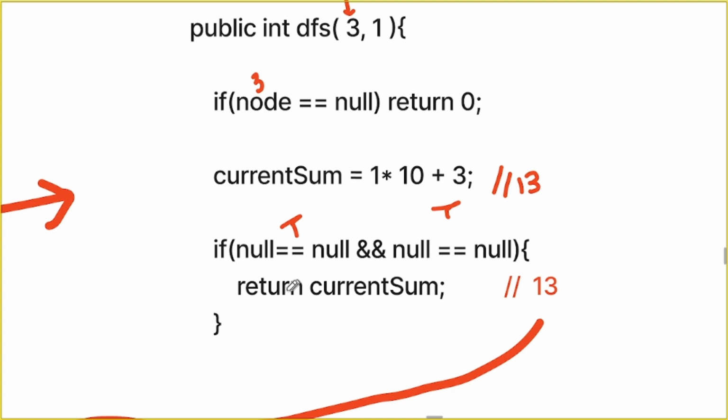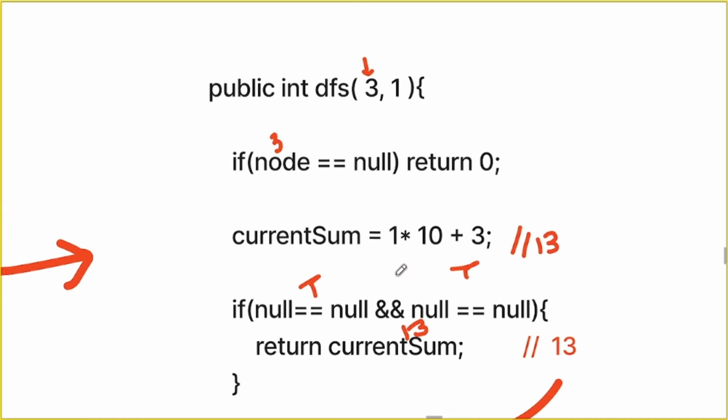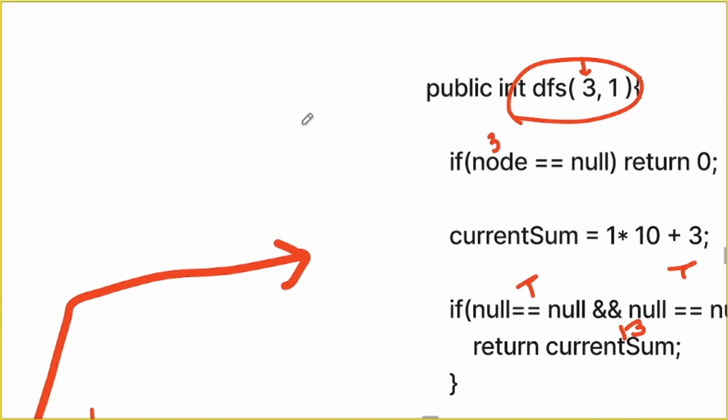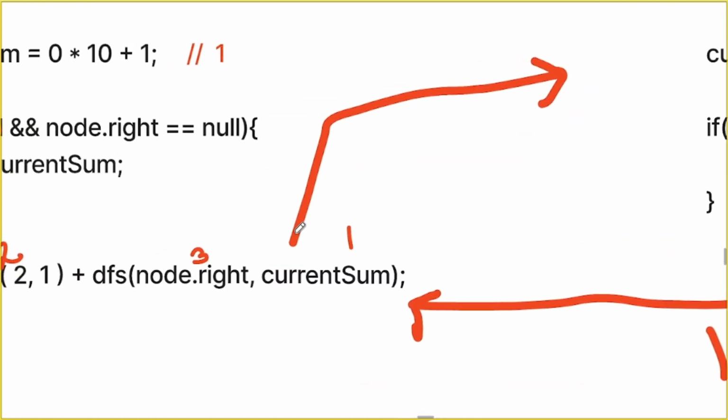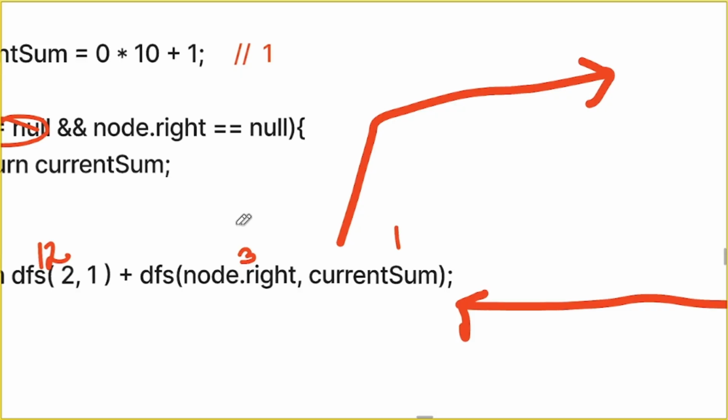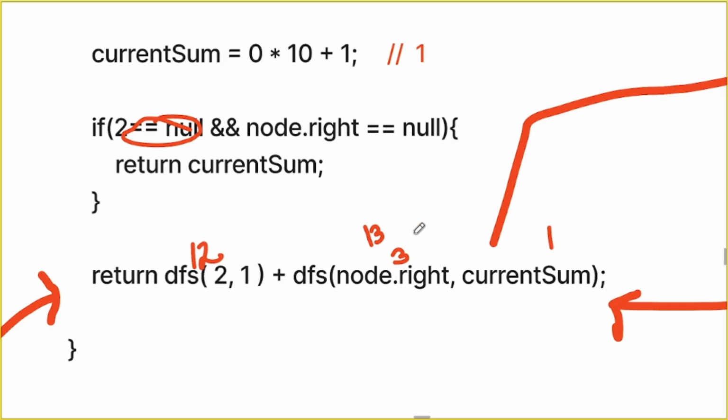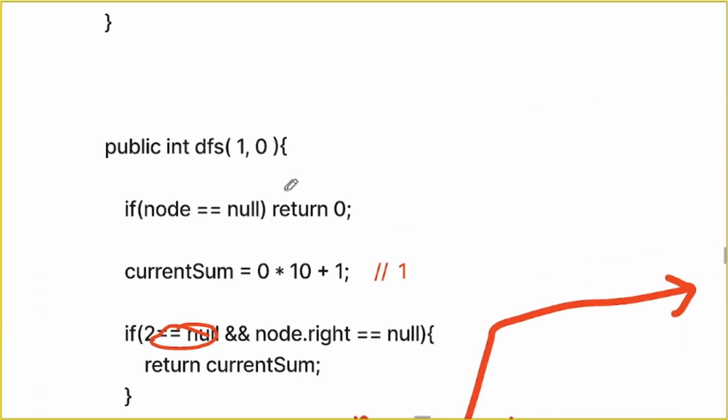True and true is true, so it will return the current sum, which is 13, to where this function was called. Who called this function? The call with 3 comma 1 was made here, so it will return the value 13 to this function. We have 12 plus 13, that is 25. So the value 25 will be returned to where this function is called.